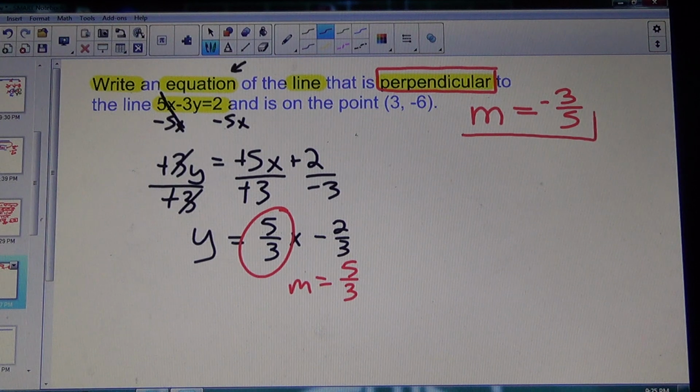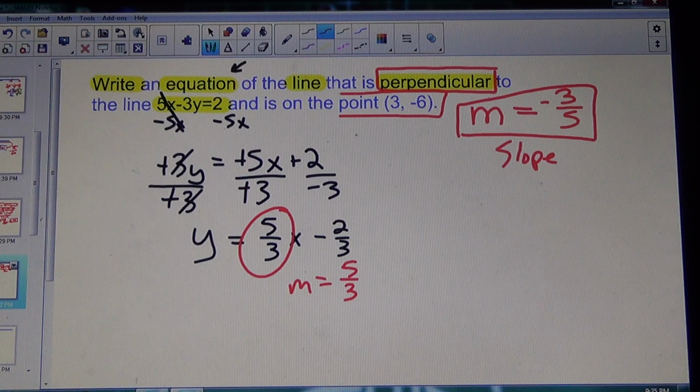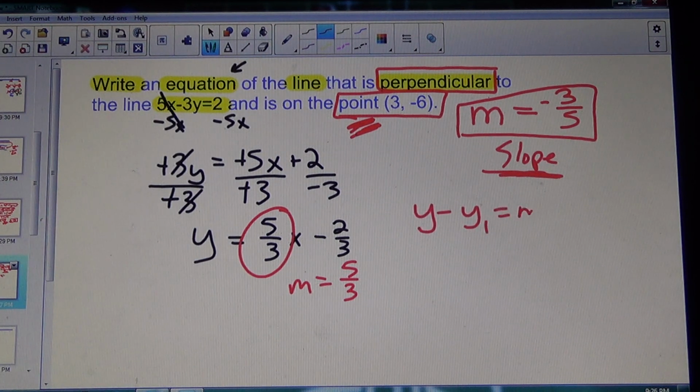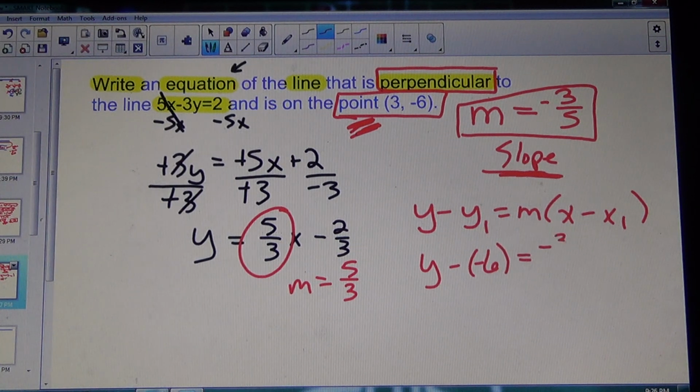So now I have a slope and a point. A slope and a point. Any ideas what formula I might use? Correct, this point slope formula. So that would be y minus y1 equals m times x minus x1. Alright, so let's plug them in. So we got a y here, minus my y value, which is -6, equals my new slope, which is there.